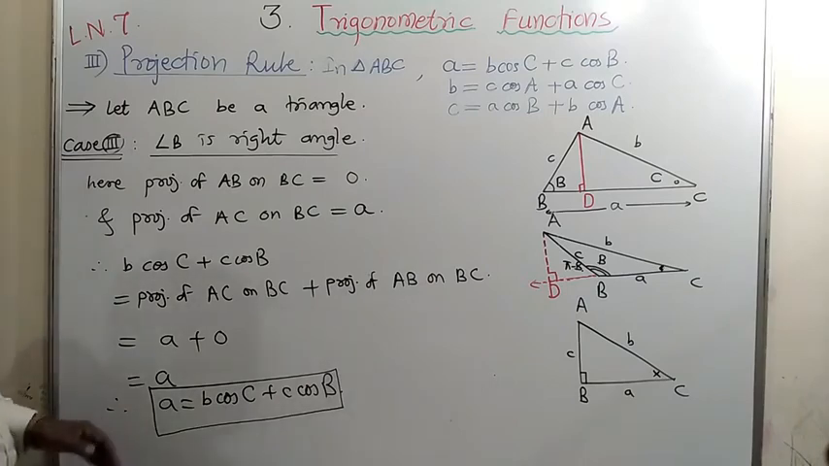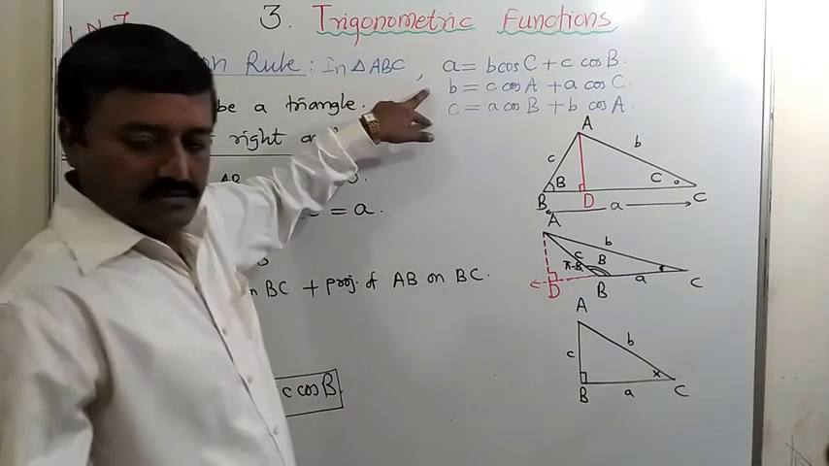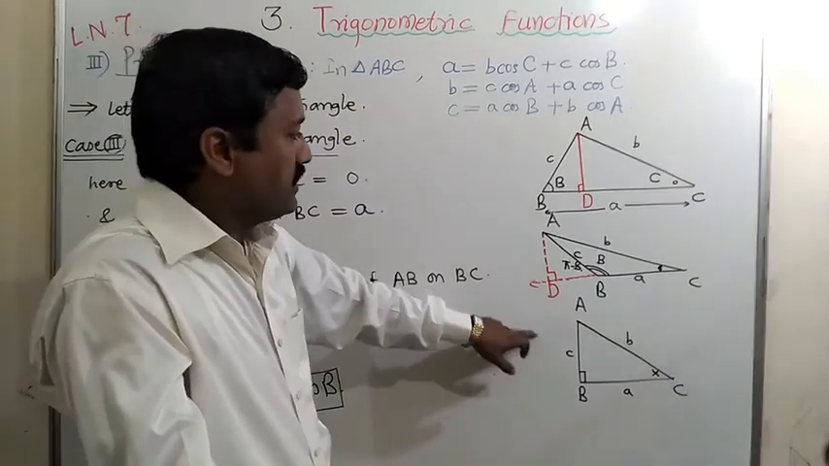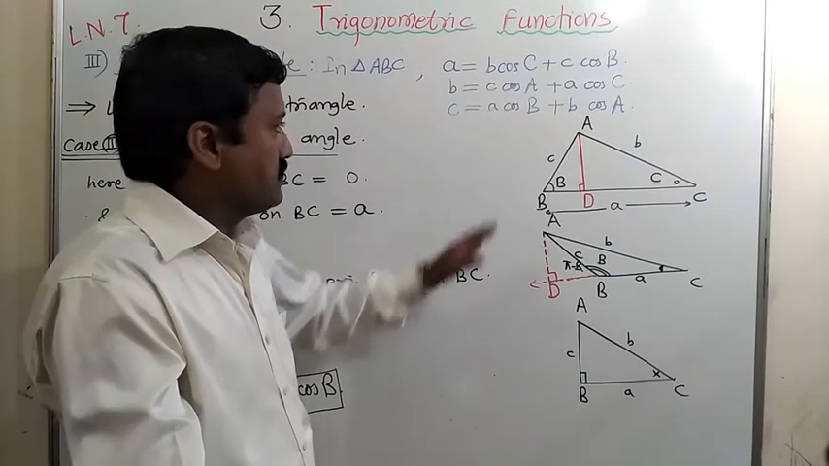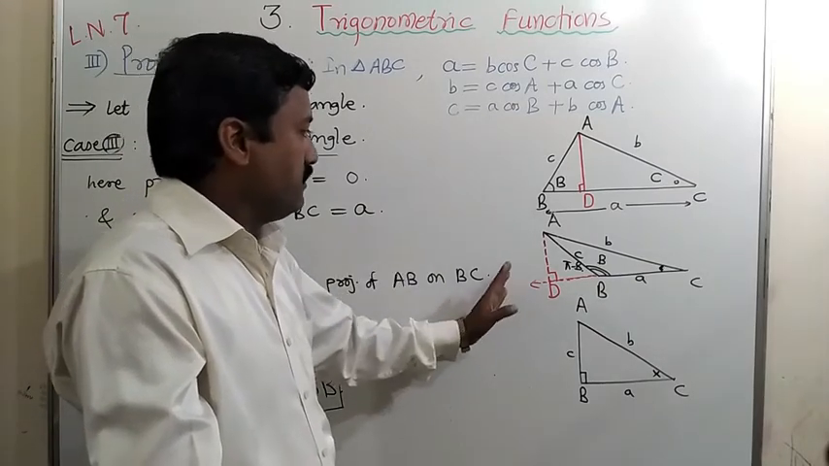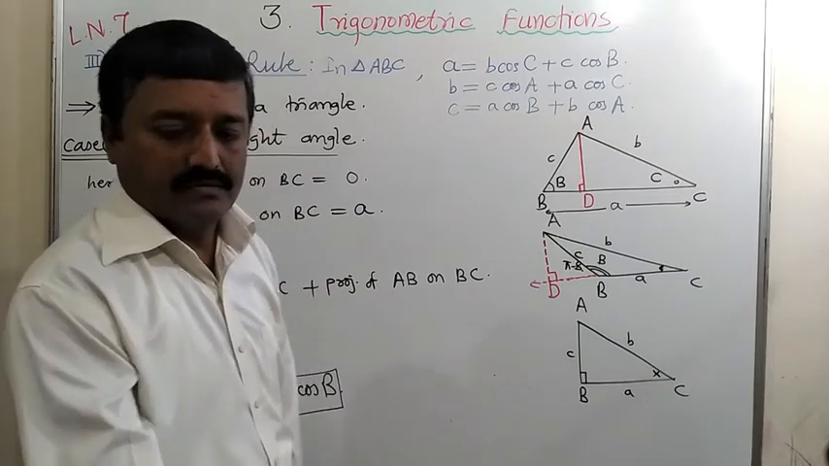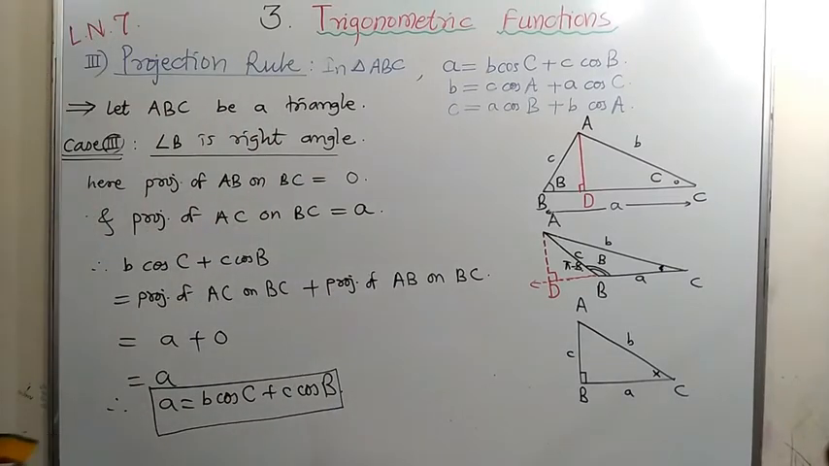Similarly, we can prove the remaining two results by considering different angles as acute angle, obtuse angle and right angle. Okay, so this is the way to prove the projection rule.